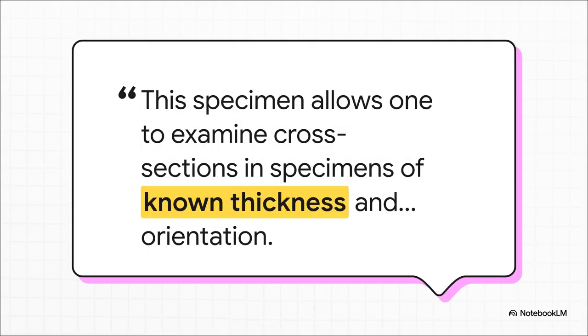And, as the researchers themselves pointed out, this thing is perfect because it lets you test your method on parts where you already know exactly how thick it is and how it's oriented. And guess what? It worked. The map perfectly identified the different parts, the hollow middle, the denser walls, those thicker bamboo segments. It proved the whole fingerprint concept was legit.